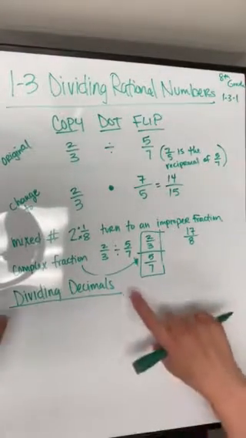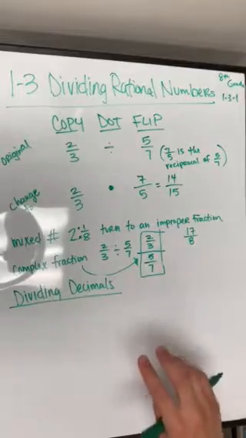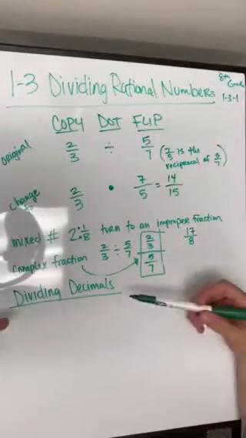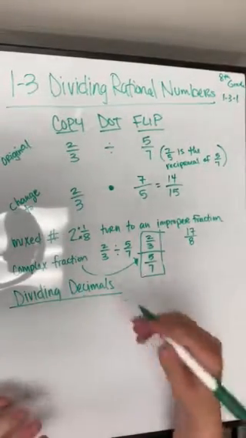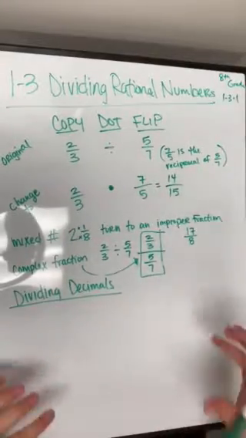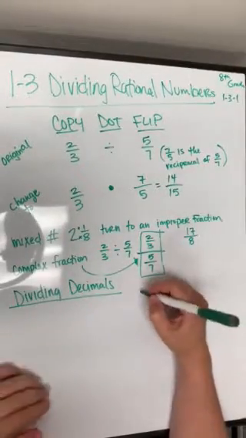The next section has to do with dividing decimals. So we started with dividing fractions. We did our copy dot flip. Now we're going to move on to dividing decimals. So the best way to go over this is to make sure you understand what the division problem is saying.